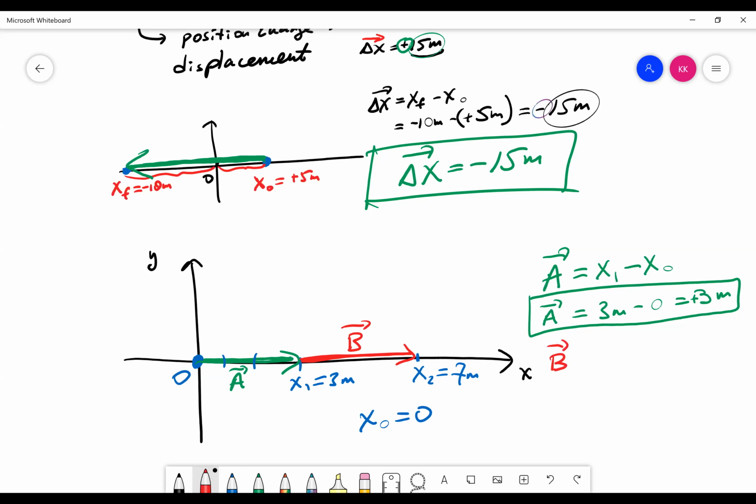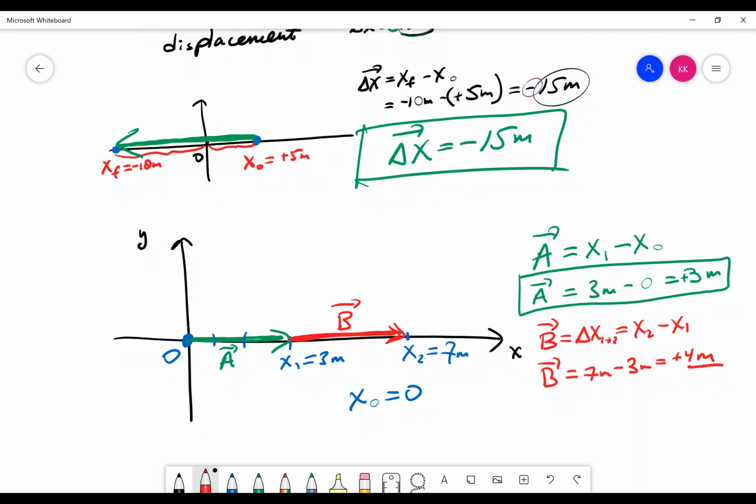Let's look at the magnitude and direction of vector b. Vector b is a change in position, basically delta x going from 1 to 2. So this is x2 minus x1. Vector b is equal to 7 meters minus 3 meters, so it's plus 4 meters. That means it's 4 meters long in a positive direction, which matches the picture. It's a little bit longer than vector A, because its size is 4 meters rather than 3 meters.